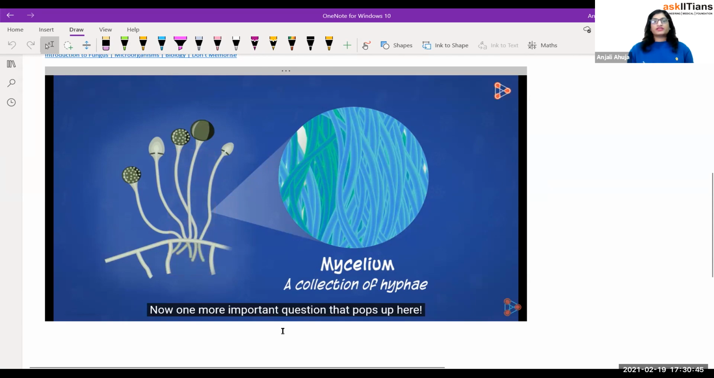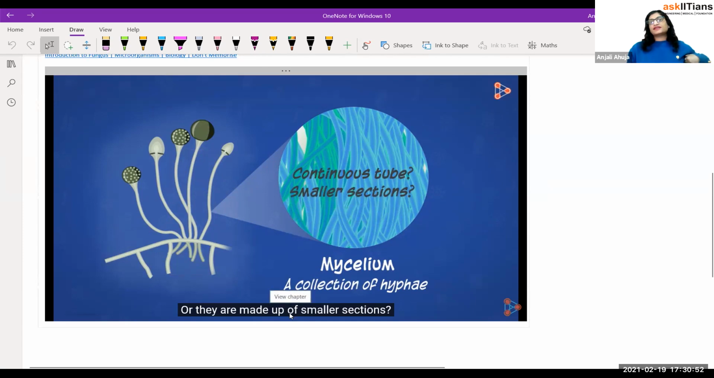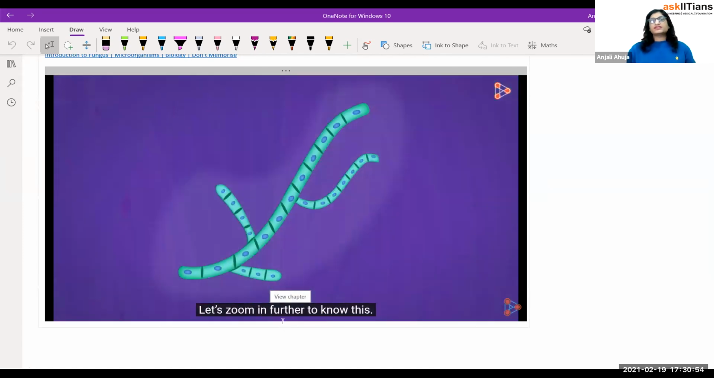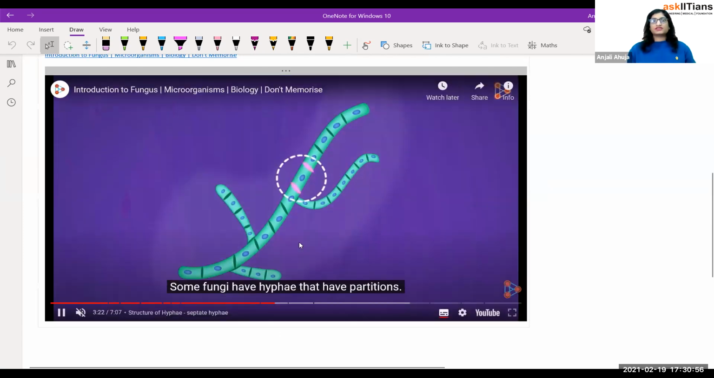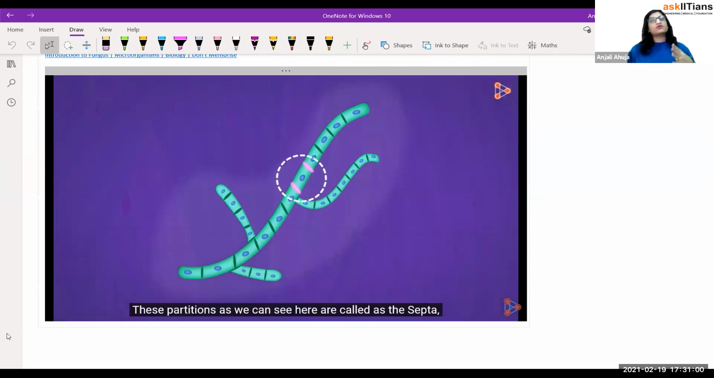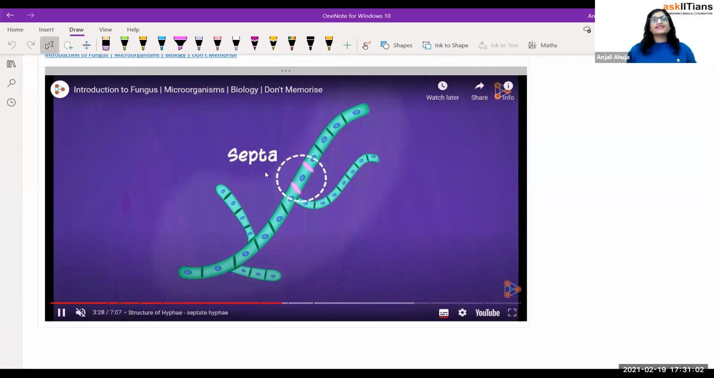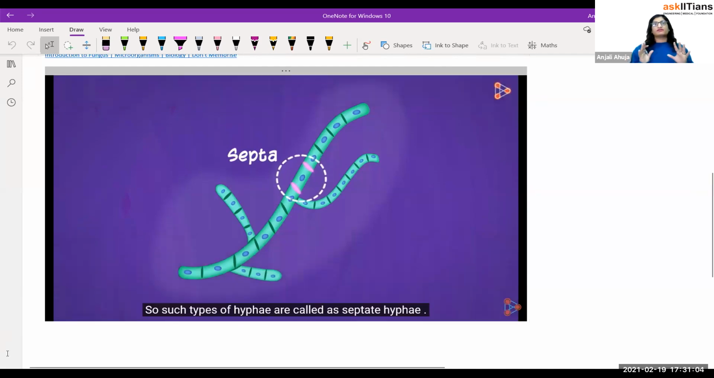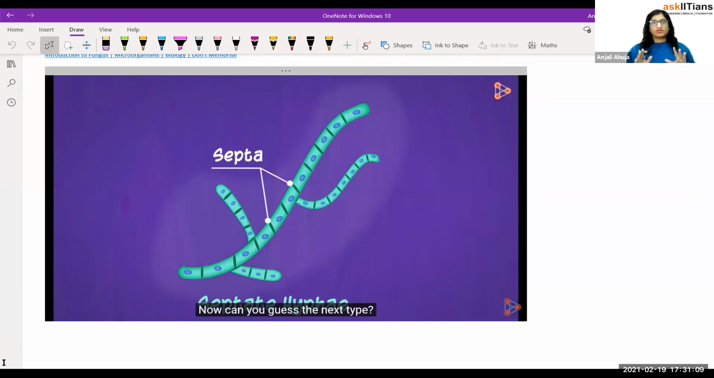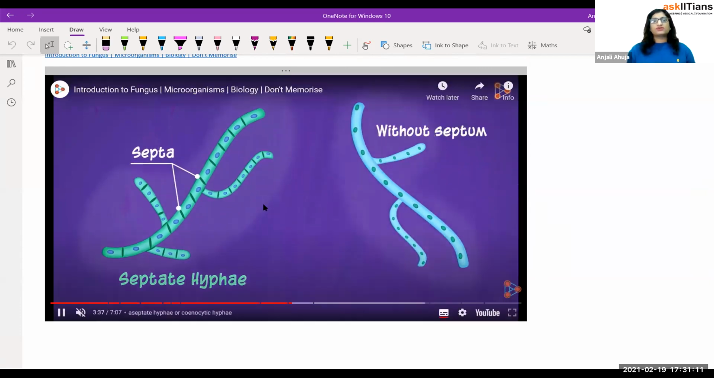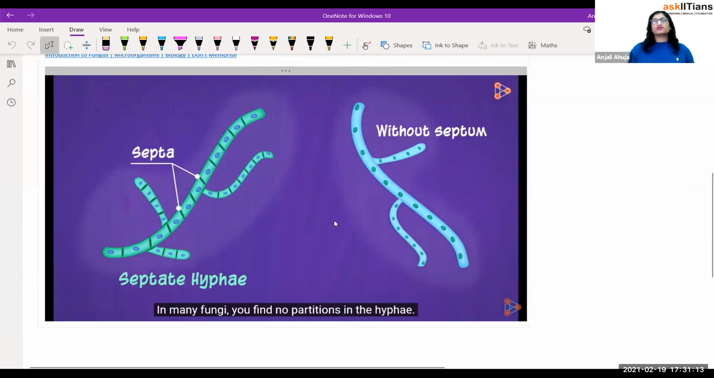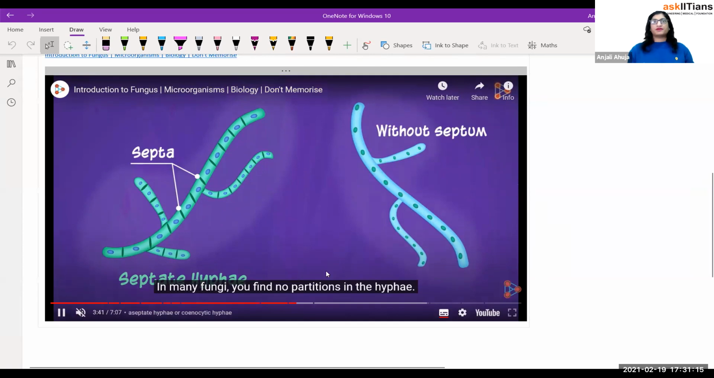Now, one more important question that pops up: are those made up of one continuous tube? Actually, there are two types of tube. One is continuous and one is discontinuous. This is the discontinuous one. It has segments in it, partitions, and there are also hyphae without partitions. We call it the septa. Guys, septa is a general term. Septa means something which is separating two things. Cross walls. Septum is a kind of cross wall. So there are two types of hyphae. One has the cross wall and one does not. So without septum and with septum.